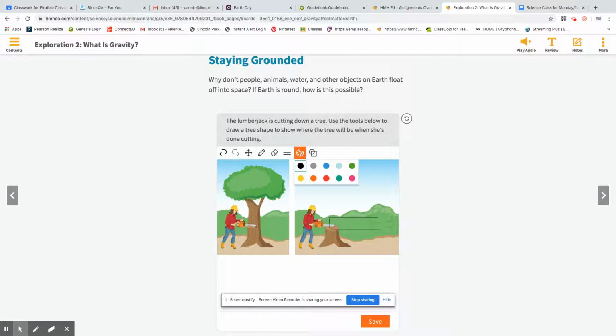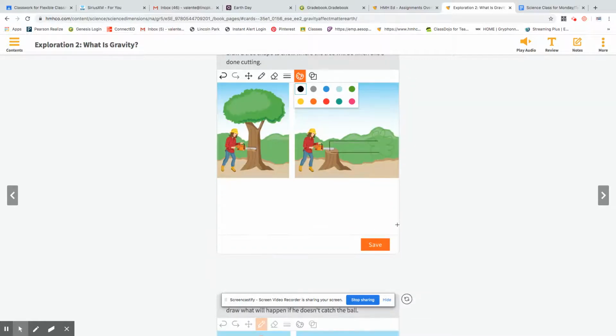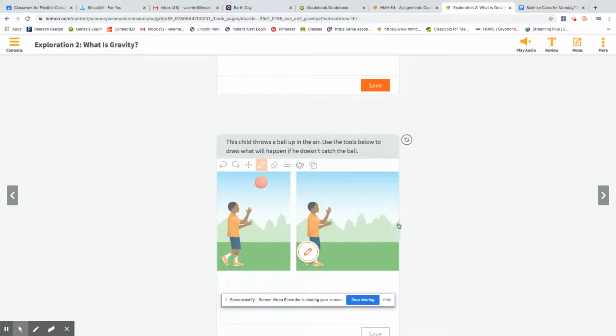So far we've learned when you cut into something and it's free from its roots and free from its stump, the tree will fall down. Let's think about why. All right, and we're going to do another little experiment here. If a child throws a ball up in the air, use your tools to draw what will happen if he does not catch the ball. So we'll use our drawing tools once again. Let me get a red since that's the color of his ball.